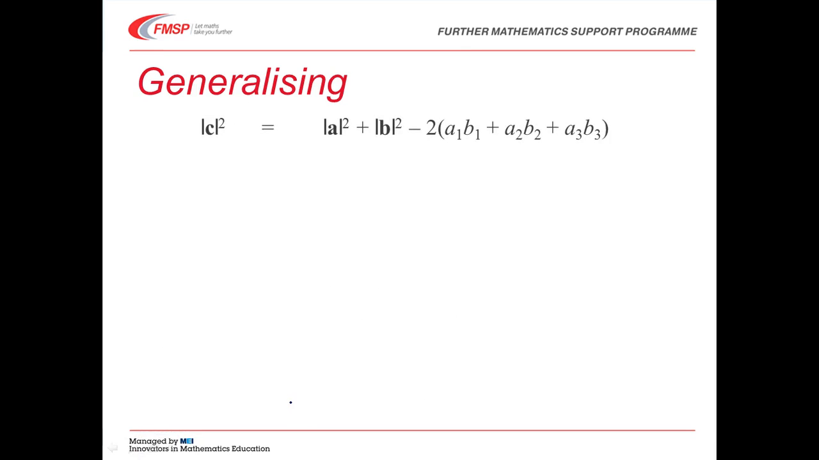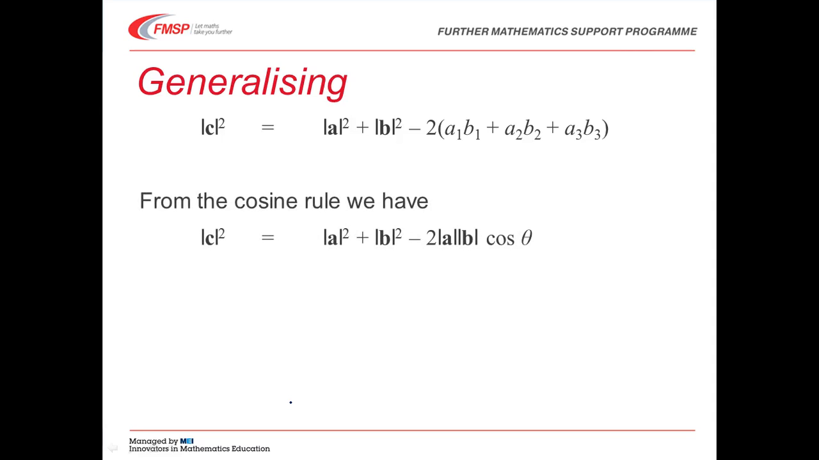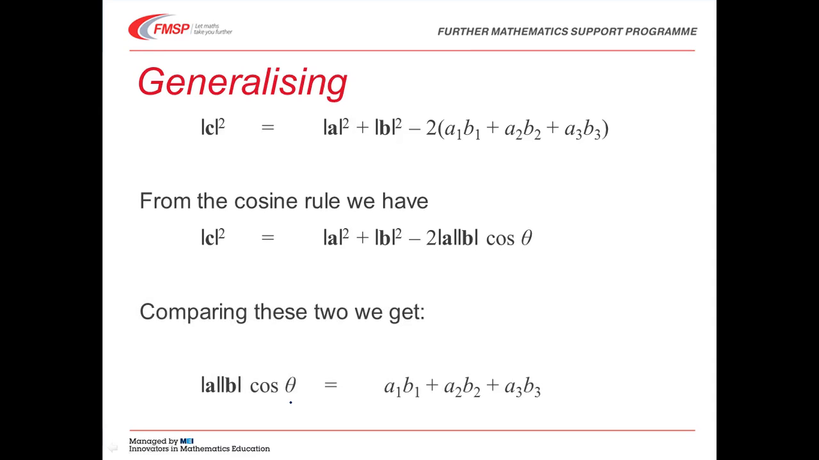Okay, we've just shown that result. From the cosine rule for this triangle, we've also got this result. And if we compare the two, we can see that mod A mod B cos theta must be equal to A1 B1 plus A2 B2 plus A3 B3. This is a really useful and important result. Because mod A, mod B and the calculation on the right are easy to find, we have a method for finding theta.